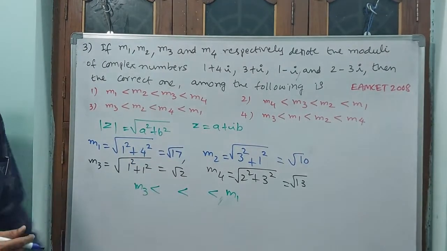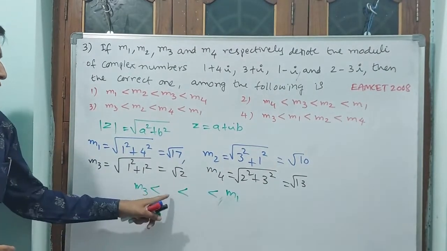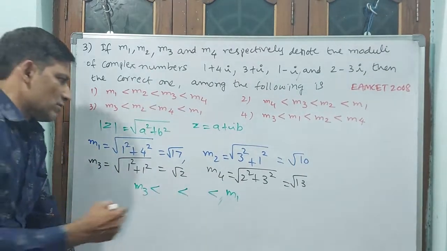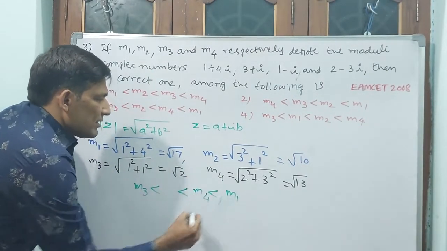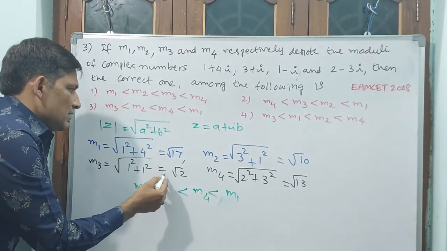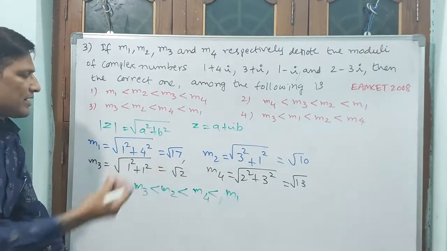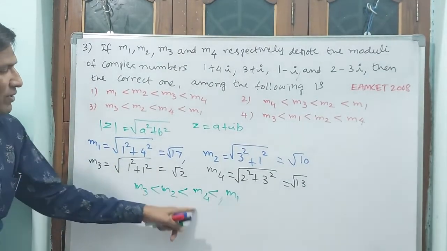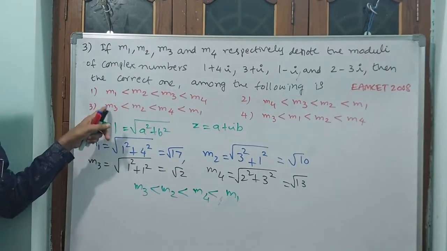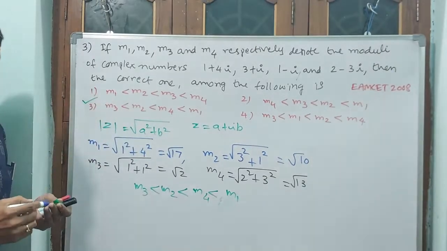Okay. In between, the remaining two values will come. What about root 10, m2? You can write here m2, but root 13 will come here. Then m4 will be second highest and m2 will be second least or third highest. Okay, m3, m2, m4, m1. This is the order. By seeing this, which is the answer? m3, m2, m4, m1. That means you put 3 as the answer.